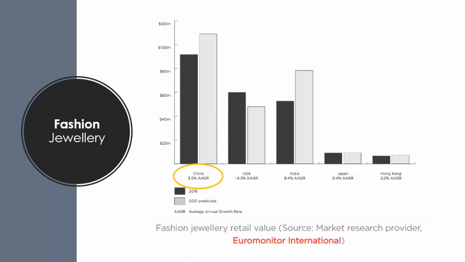Looking forward to 2021, an average annual growth rate of 3.5%. But overall, in absolute terms, that is a huge market in terms of retail value for fashion jewellery. And you also have India with some very healthy growth figures looking forward to 2021, 8.4% average annual growth rate. Also, you have in the top 5 here, you've got USA, Japan, and Hong Kong, but it's notable there the Asia Pacific region, and Asia indeed, including India, is very well represented indeed, and that was reflected in the previous slide that we saw.